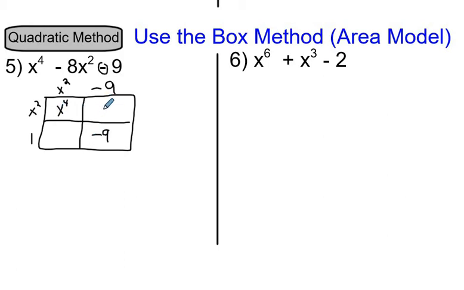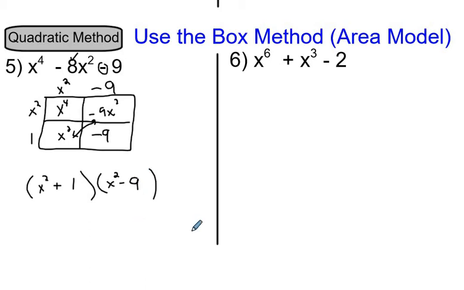So now I can work it through. Negative 9x squared and x squared. These combine my like terms to give me the proper things. Everything checks out. So my factorization of this problem is x squared plus 1. Remember, if there's nothing on a number, it's positive. And then x squared minus 9.